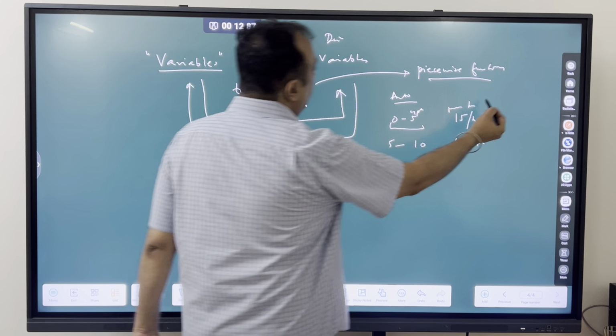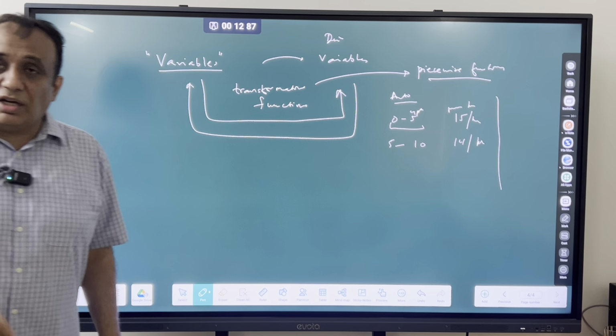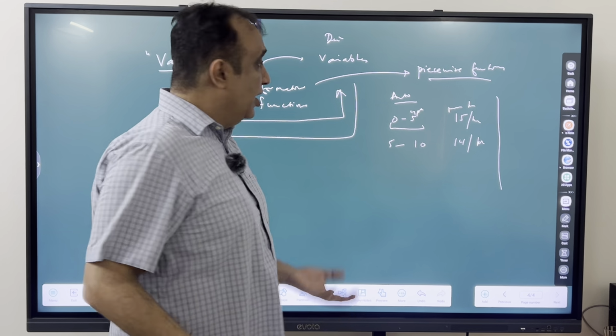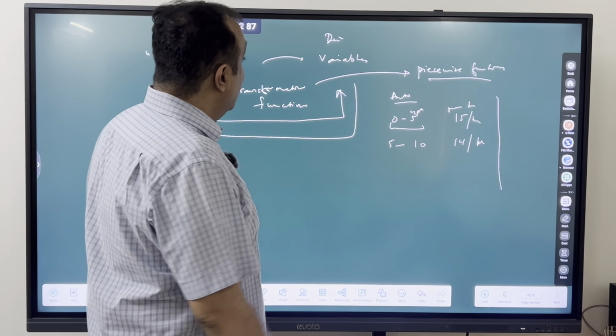This could be true for discounts also. If you buy up to 5 items, you get no discount. From 5 to 10 items, you get so much discount. So these are piecewise functions, and these are the transformative functions.